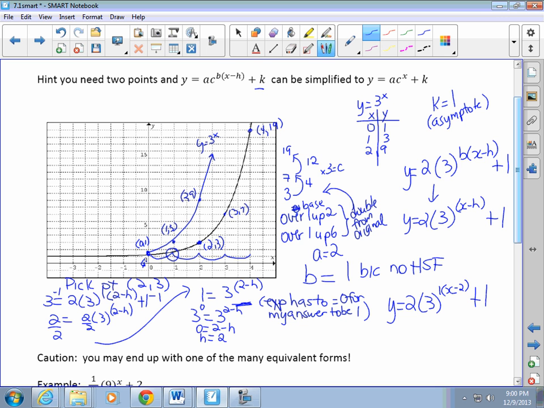So take a look then to find your c value. What's your base going to be? So I went from 3 to 7, and then 7 to 19. So 3 to 7 was an increase of 4. 7 to 19 was an increase of 12. So to go from 4 to 12, that was a 3. So I know then my c value, which is the base for the exponent, is a 3.